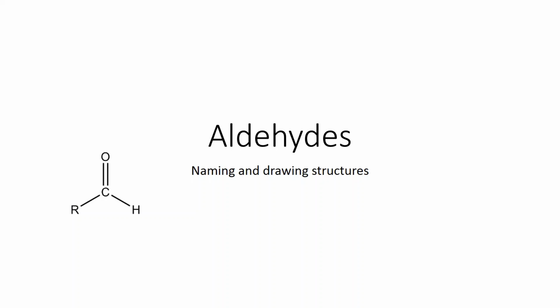In this podcast, we're going to talk about how to not only name aldehydes, but how to draw structures if you're given the name of an aldehyde. Keep in mind, aldehydes are a carbonyl attached to an R group, and this R group could be any length long, it could be a cyclic, but we're looking for that carbonyl at the end of a chain or coming off of a cycle.